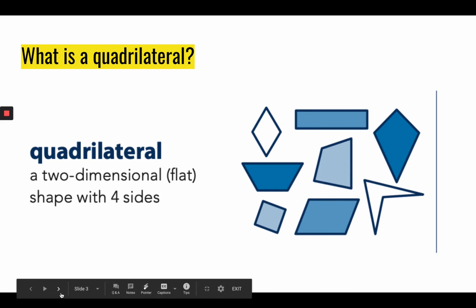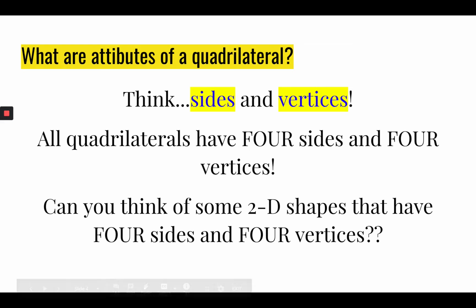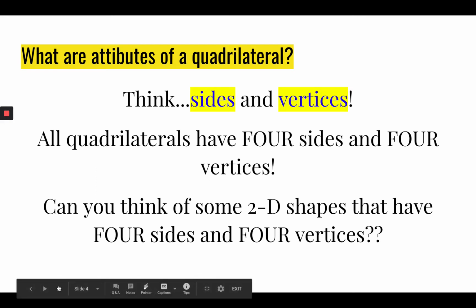Okay, we will come back to this picture if you didn't have enough time. So what are attributes of a quadrilateral? Think sides and vertices. All quadrilaterals have four sides and four vertices. So can you think of some 2D shapes that have four sides and four vertices? Think in your brain. Think of some shapes. So remember, a side is a straight line and a vertice is where two sides meet in the corner. You can call them corners, or the mathematical term we use is vertices.